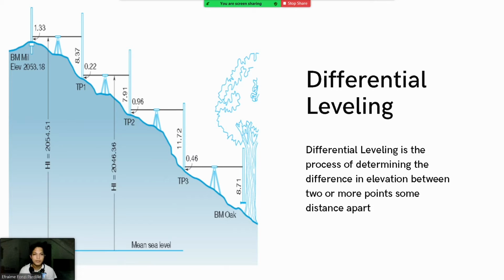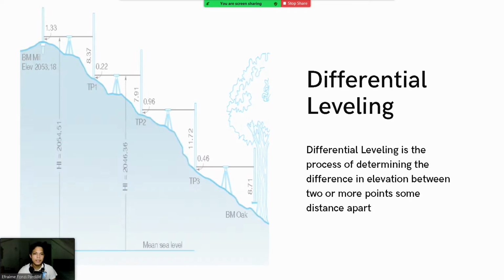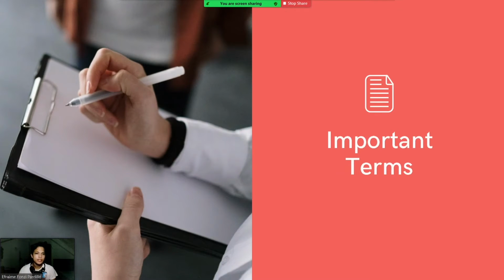I'm going to talk about differential leveling. Basic concept: differential leveling is the process of determining the difference in elevation between two or more points at some distance apart. Let's go to the important terms.